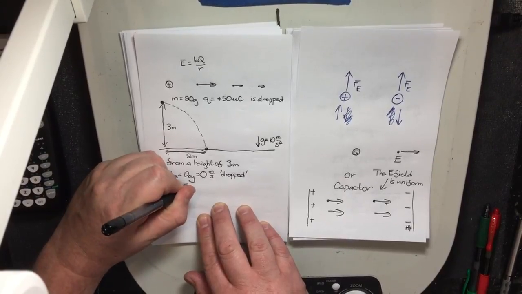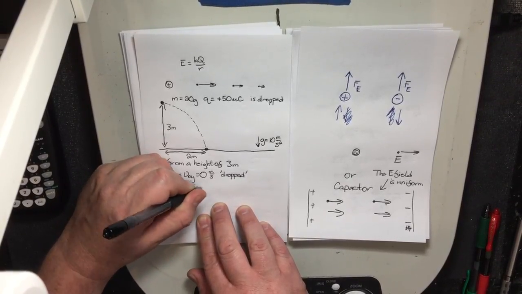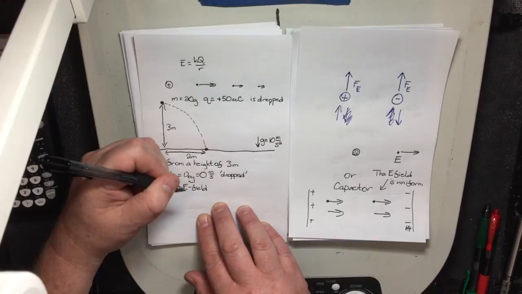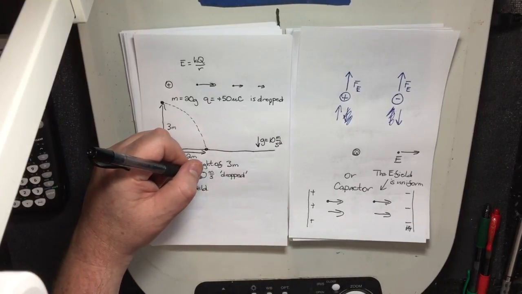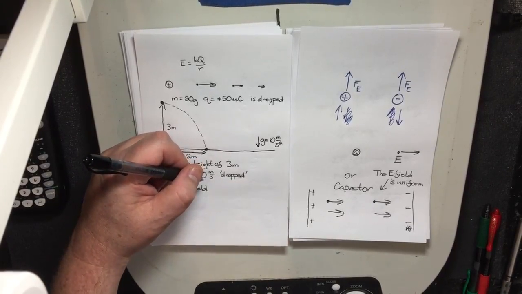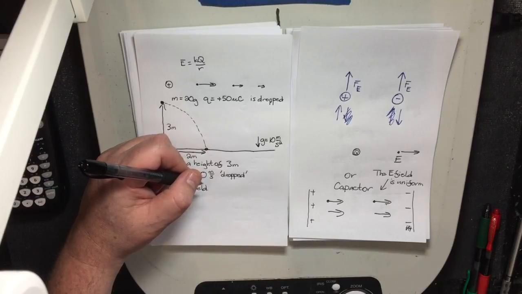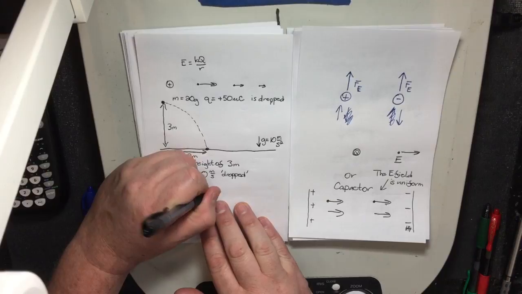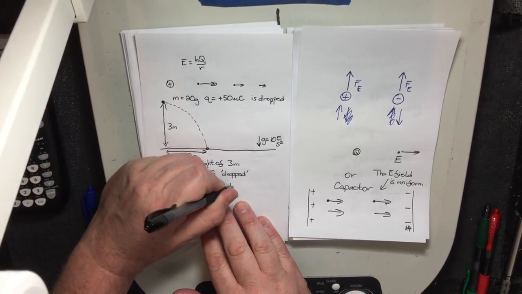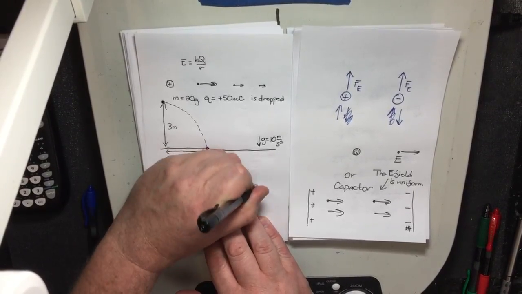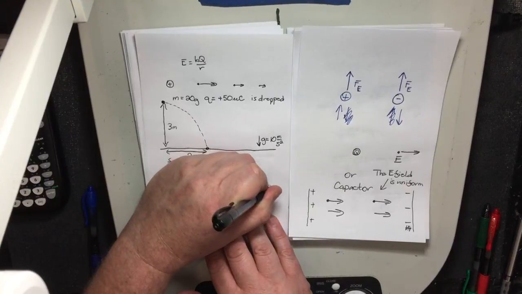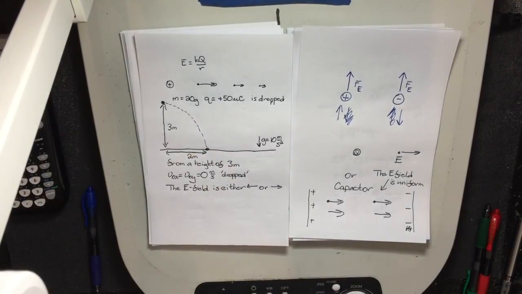The E field. Now, the way that I could make this just a horrible, horrible thing is I could have the E field acting at a weird angle. But right now I'm going to tell you that the E field is either to the left or to the right.